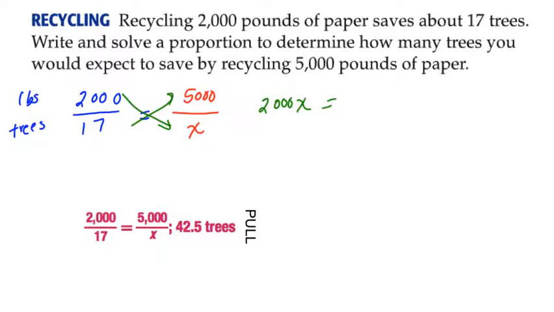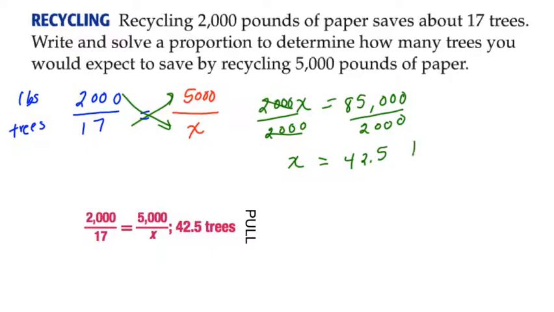And 5,000 times 17 is 85,000. So now we need to divide both sides by 2,000. So these end up crossing out and we get x is equal to 85 divided by 2, which is 42.5 trees. And there you have it.